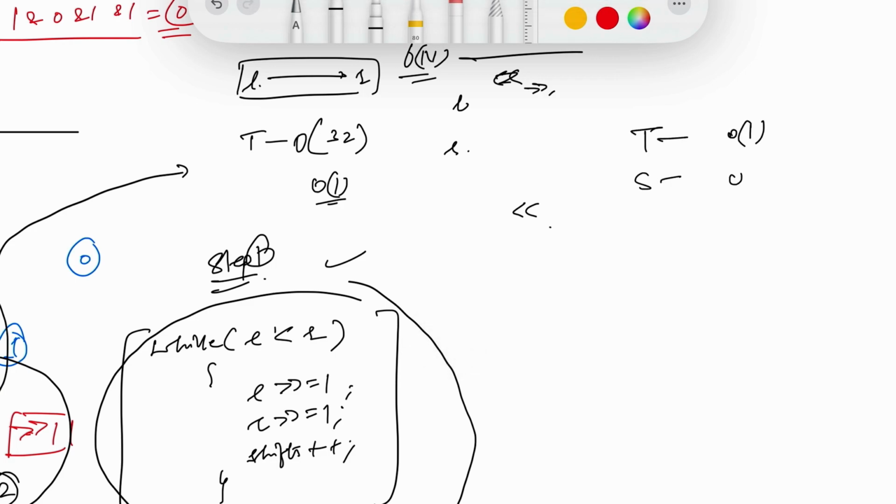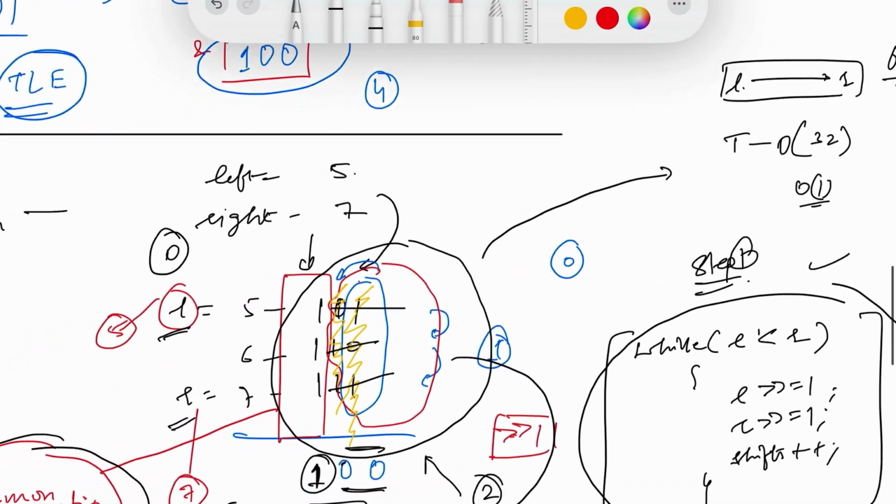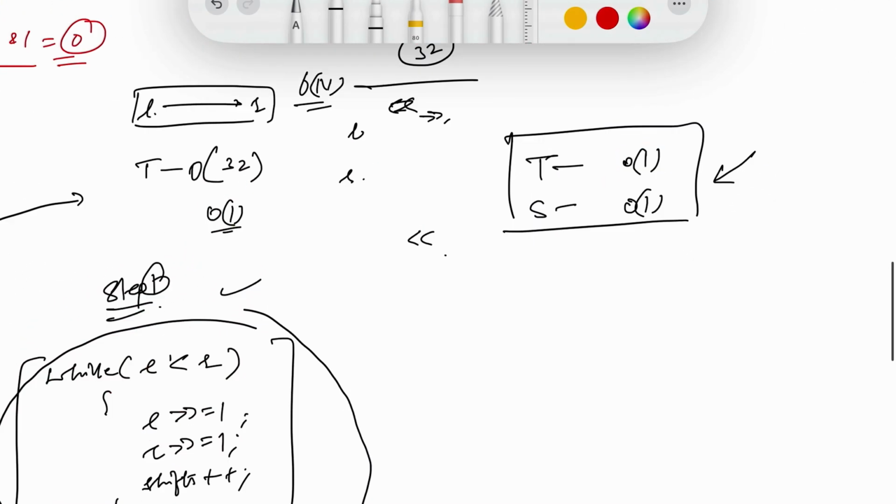And what is the space complexity? Space complexity is also order of 1. So it's a constant time solution always, whatever the value of the range. Now let's quickly code this problem.